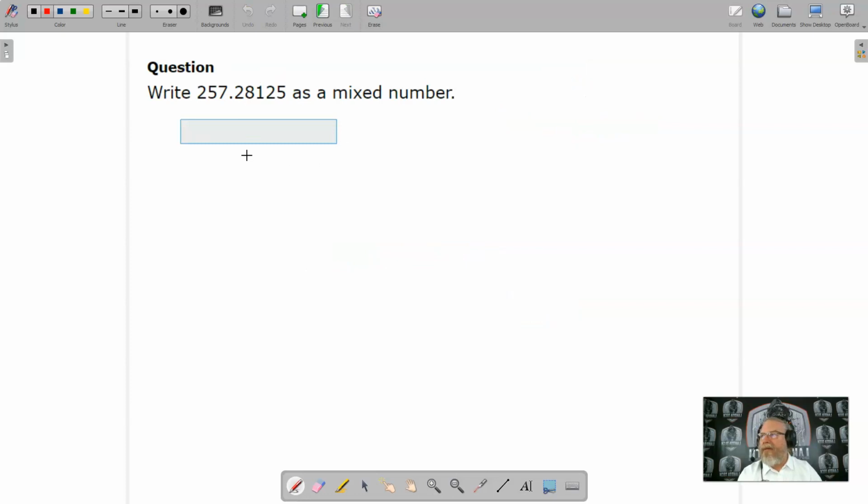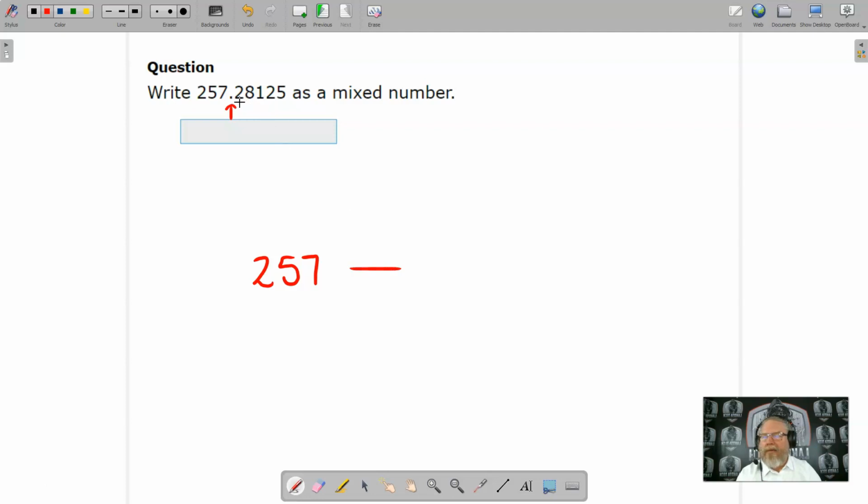And our final problem here, now this might really start looking kind of tricky, right? So a lot of decimal numbers, but it's not going to be too big of a deal. Let's deal first with our integer part over here to the left of the decimal. This is going to be the integer of our mixed number. So let's go ahead and do the 257. And now we need a fraction portion of it.